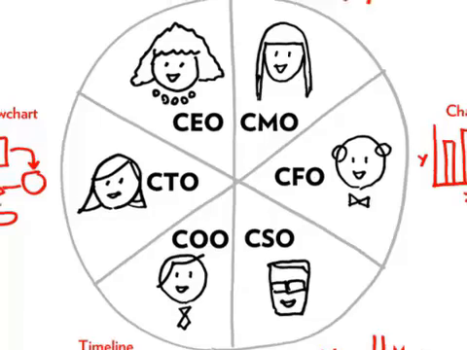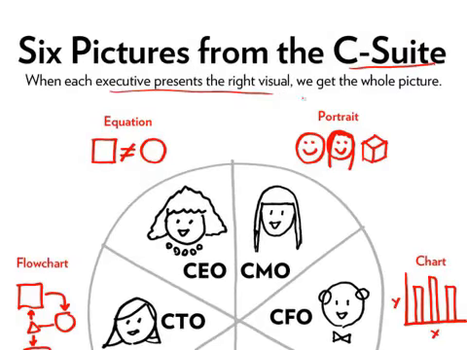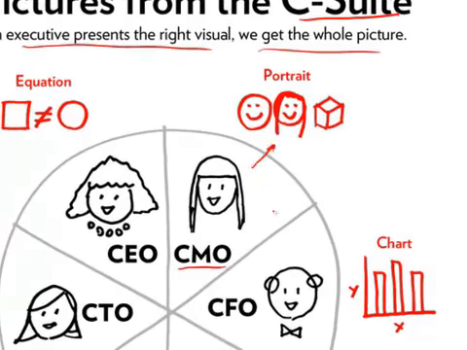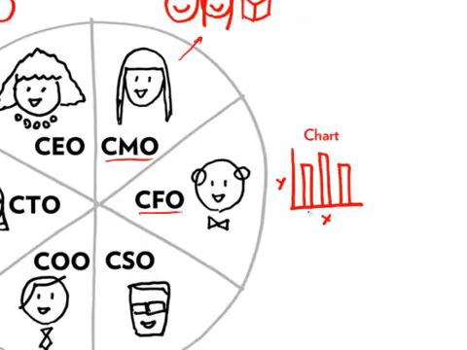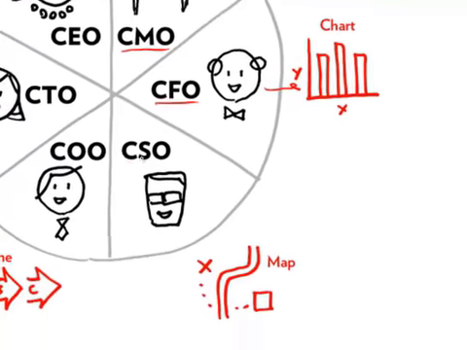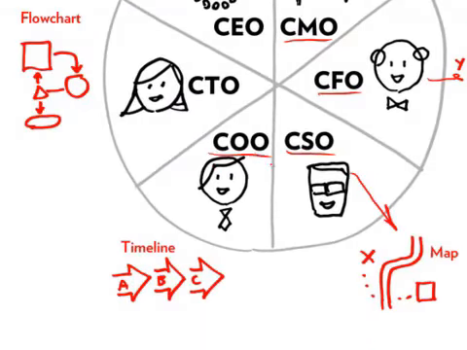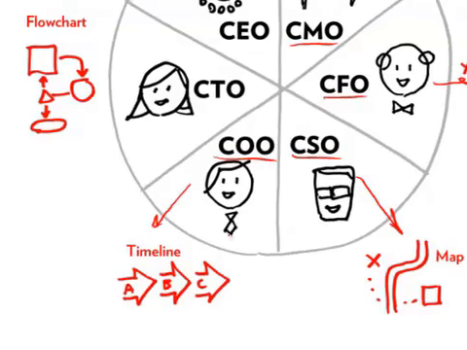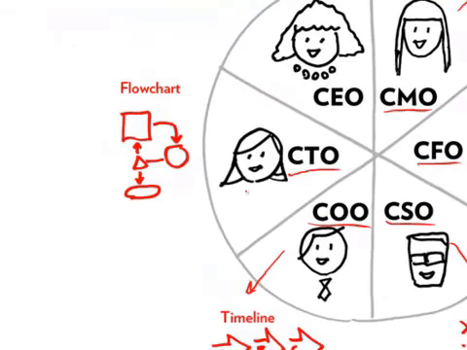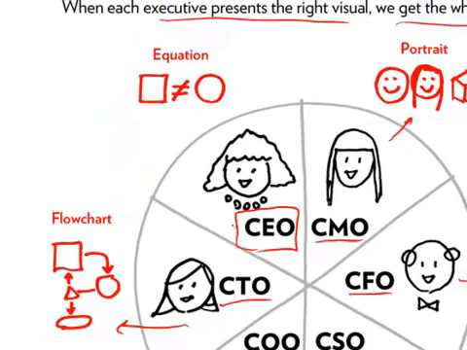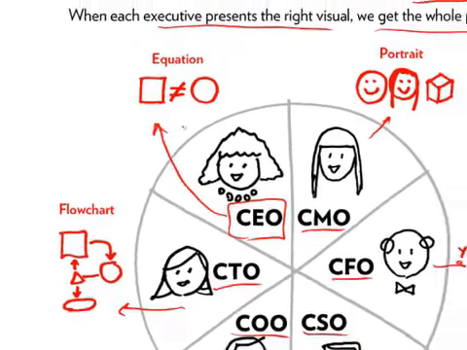And if each executive could draw the right picture, we would get the whole picture. So the chief marketing officer is going to draw the portrait, the chief financial officer is going to draw the chart, the chief strategy officer is going to draw the map, the chief operations officer is going to draw the timeline, the chief technical officer is going to draw the flow chart, and the big boss, the chief executive officer, is going to draw the equation.